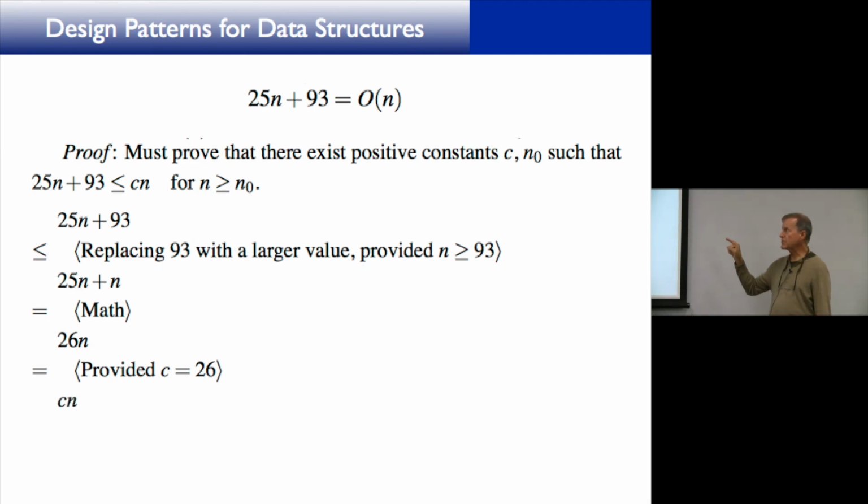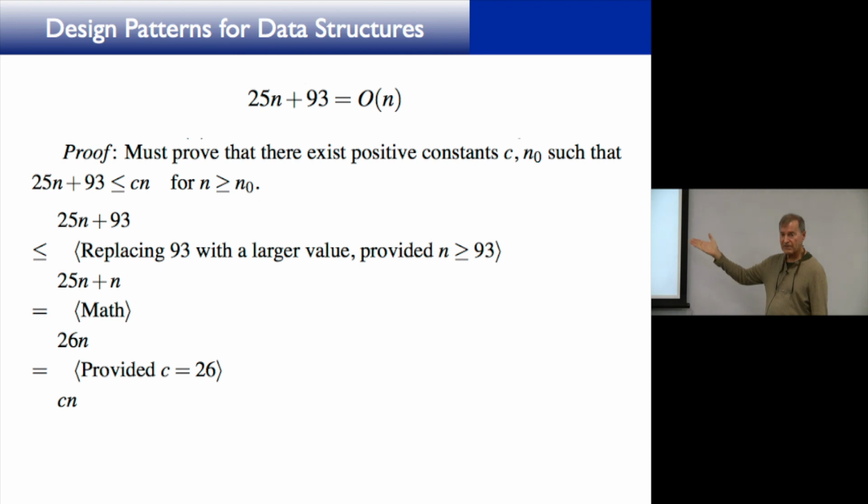But now what did we have to prove? We had to prove that there exist positive constants c and n naught. Well, so what are those? So what did we prove? Provided that n is greater than or equal to 93, and provided that c is 26.